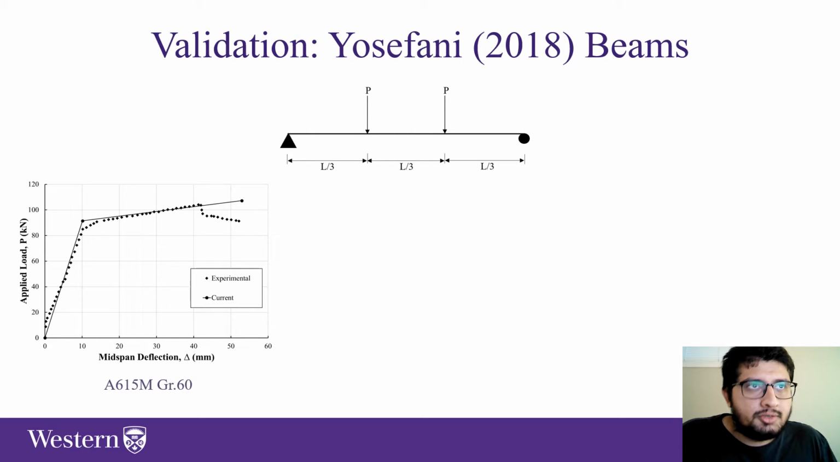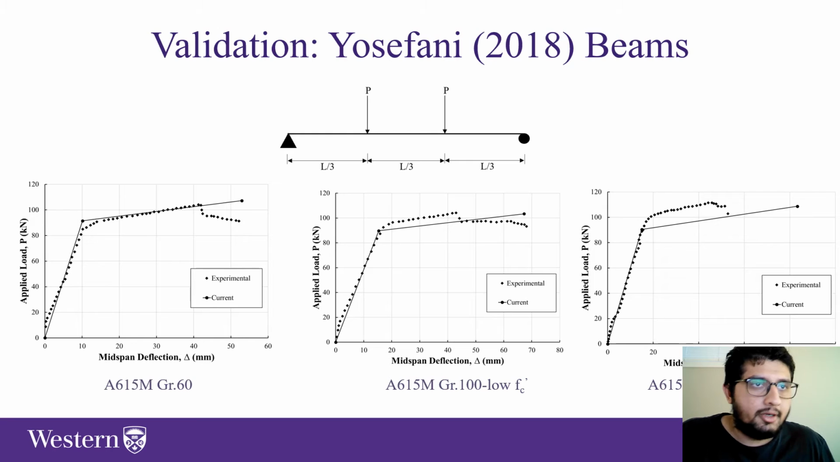So once we got our results for the moment curvature relationship, we can determine the load deflection results from the moment area theorem. And once we had those, we compared them to the Yosefani experimental results in beams reinforced with A615 grade 60 and A615 grade 100. In the experimental results, the top cover spalled, which reduced the ultimate moment capacity. So basically, the ultimate moment capacity was reached at a smaller extreme fiber concrete compressive strain, which you can see here.